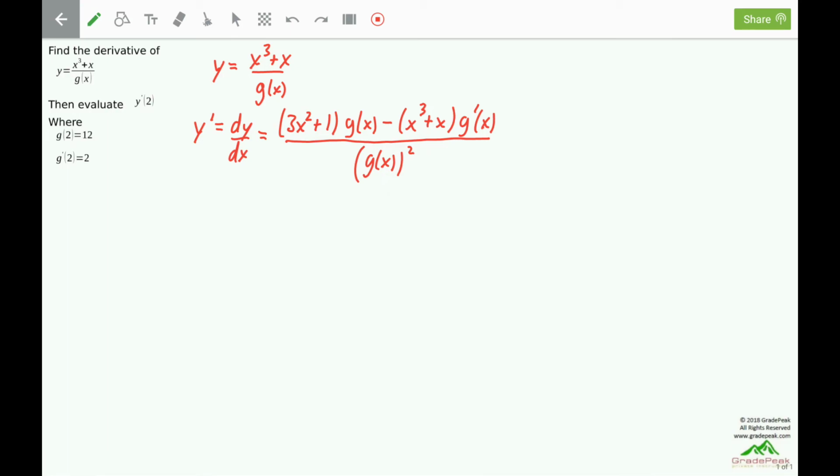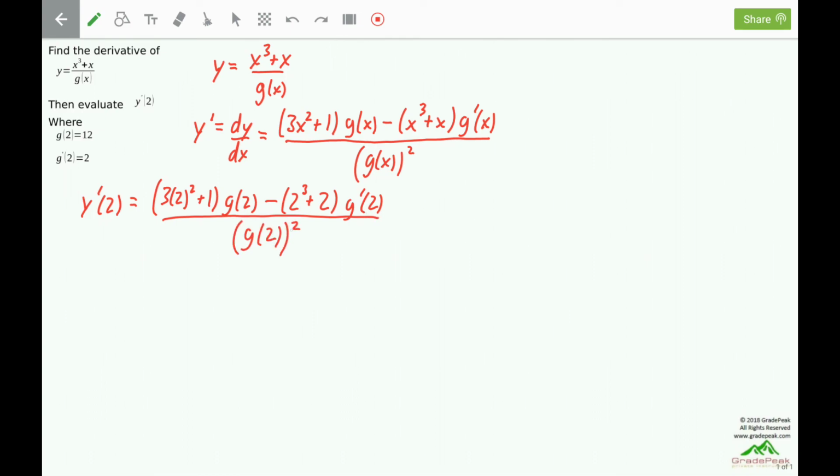The next thing to do is evaluate y prime of 2. Y prime of 2, which means to plug a 2 in for each of the x's, will give us 3 times 2 squared plus 1 times g of 2 minus 2 cubed plus 2 times g prime of 2. And then that entire thing is divided by g of 2 quantity squared. So we have 3 times 2 squared, which is a 4, plus 1. Now g of 2 and g prime of 2 will be found using the values given over here.